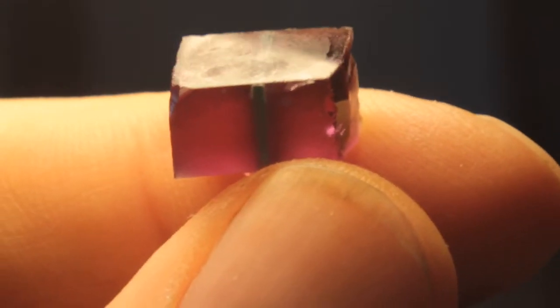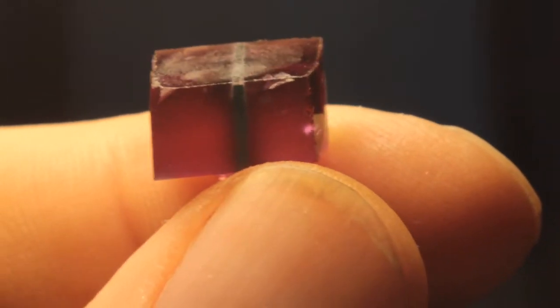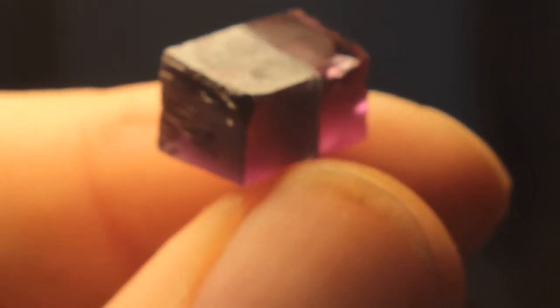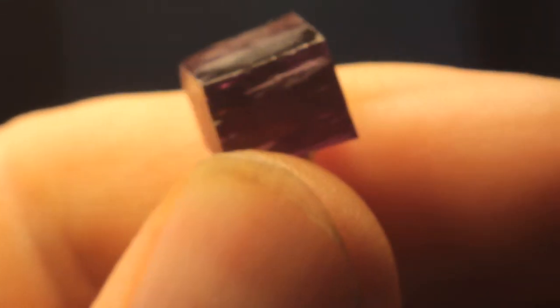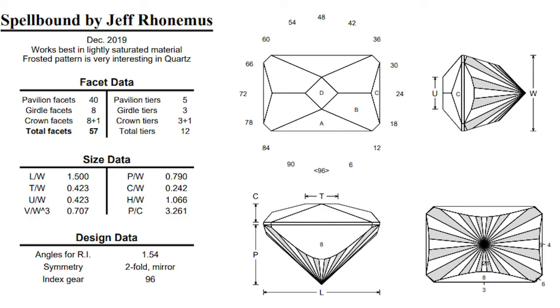As I was cutting my Rose de France into the Spellbound design, I got the idea that maybe this red beryl would make a very unique gemstone if I cut it into a Spellbound design, aligning that green emerald strip across the middle of the gemstone. Now, the problem is that the design I have for Spellbound will cut a length to width ratio of 1.5. So whatever the width is, you multiply by 1.5, and that's the length. So if the width was 6, the length would be 9.